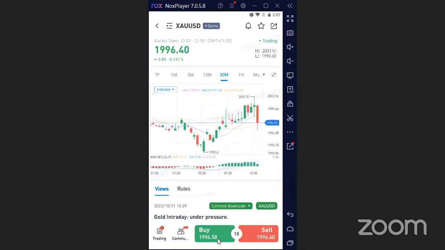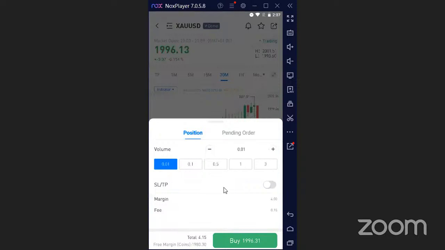You are either buying or selling, because in forex trading you have two opportunities. Either you are on a buying opportunity or a selling opportunity. So right now let's say we want to buy. Just click on buy. After clicking on buy, this is where you can increase your volume.